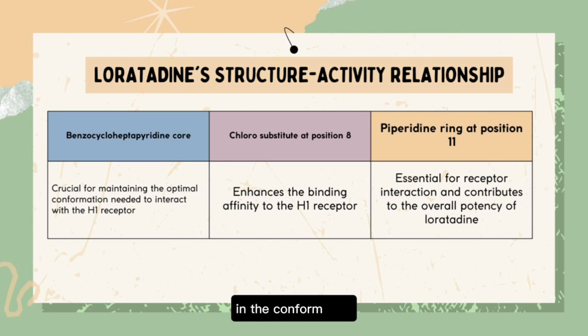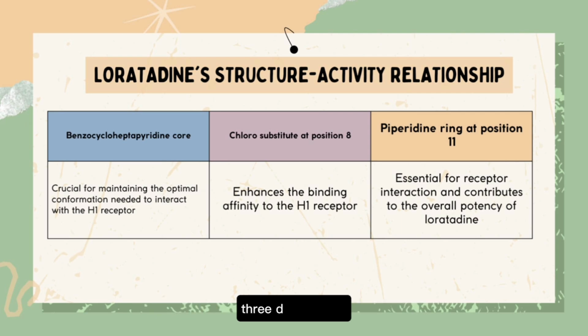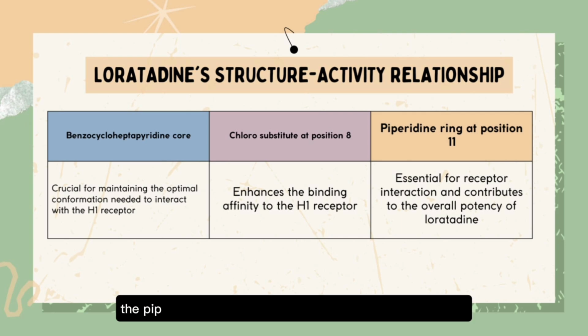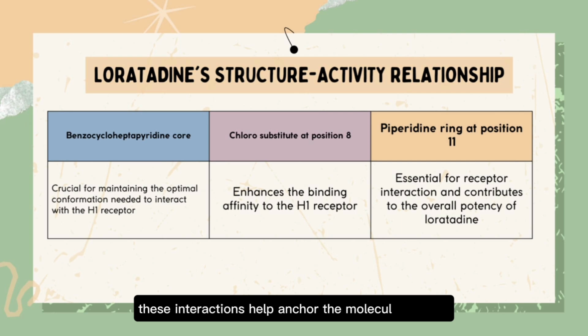In the conformation, the double bond restricts rotation around that bond, maintaining a specific 3-dimensional conformation of the piperidine ring relative to the core. This specific conformation is essential for optimal interaction with the H1 receptor. In hydrophobic interactions, the piperidine ring contributes to hydrophobic interactions within the receptor's binding pocket. These interactions help anchor the molecule in place.